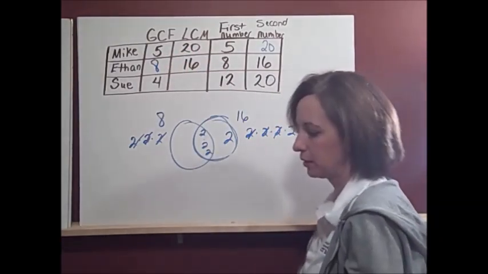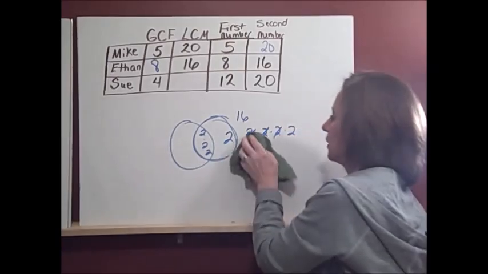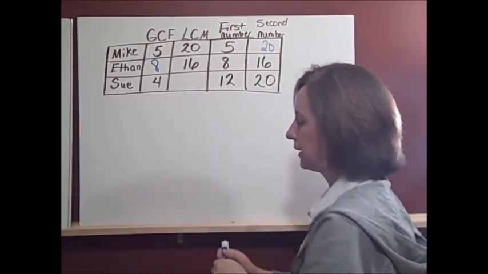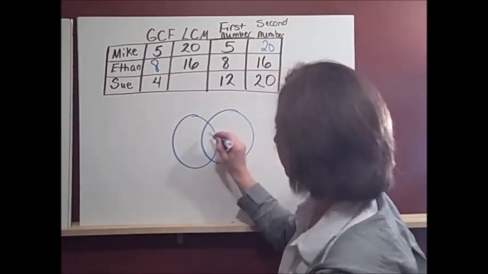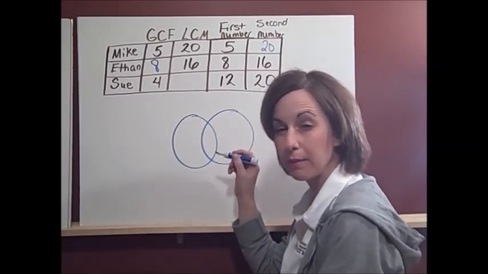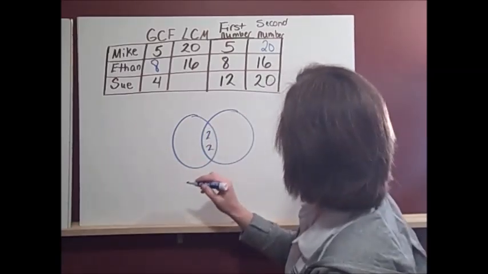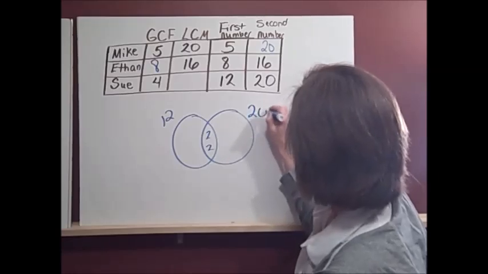All right, let's try Sue's, and then it'll be time to show what you know. Sue has a GCF of 4. Well, there's not going to be a 4 here because only prime numbers go in there, so we're going to put the 2 in the 2. And we're going to know that one of these numbers is 12 and one of these numbers is 20.